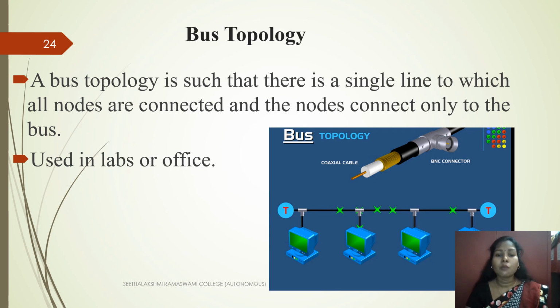Now moving on to the bus topology. A bus topology is such that there is a single line to which all nodes are connected, and the nodes connect only to the bus. This bus topology is used in labs or offices. As you can see in this diagram, the bus topology is clearly explained here.